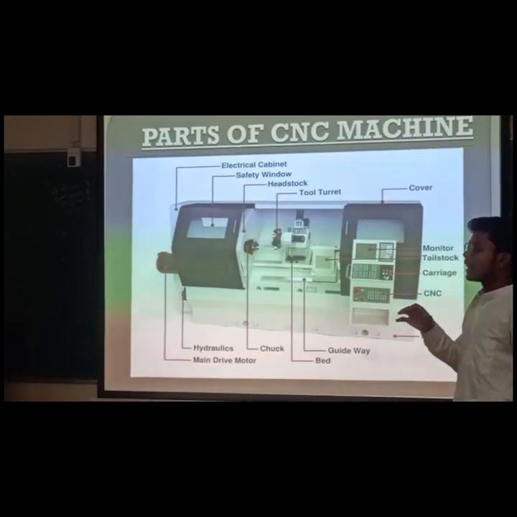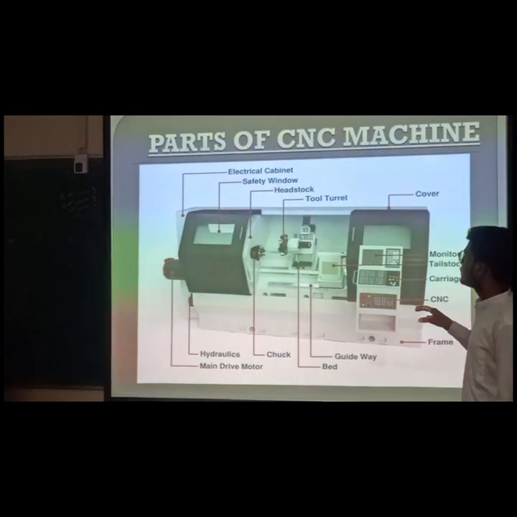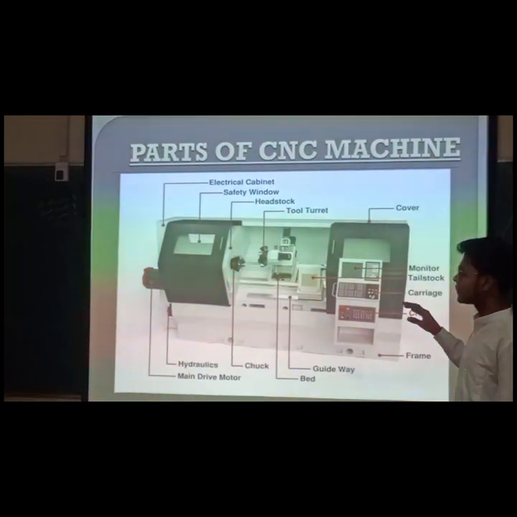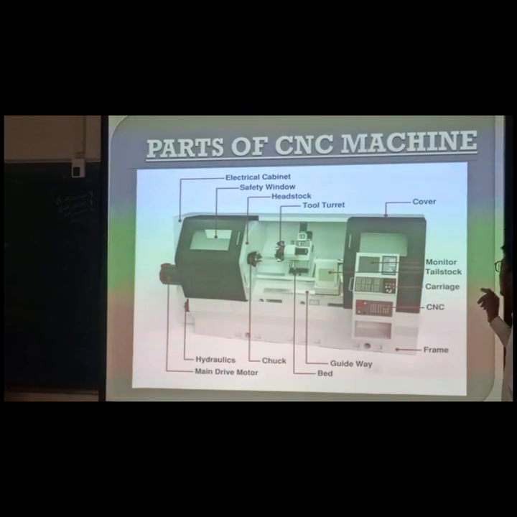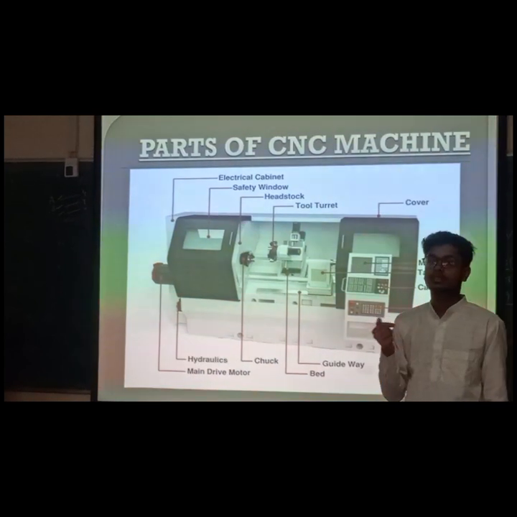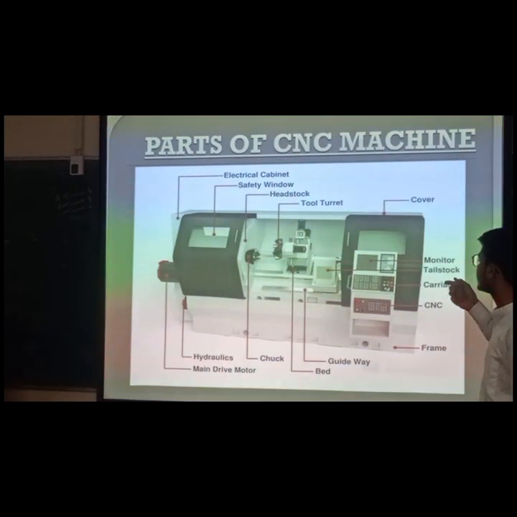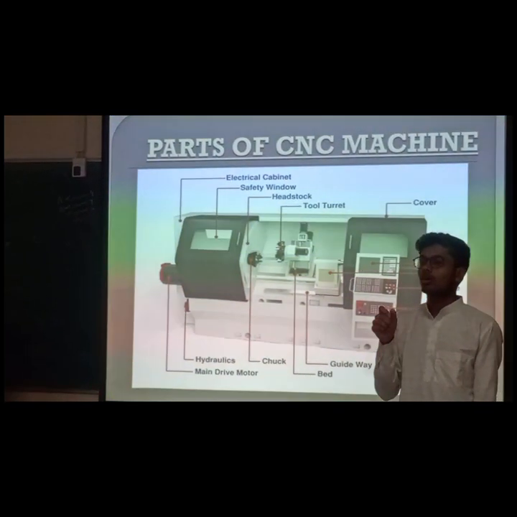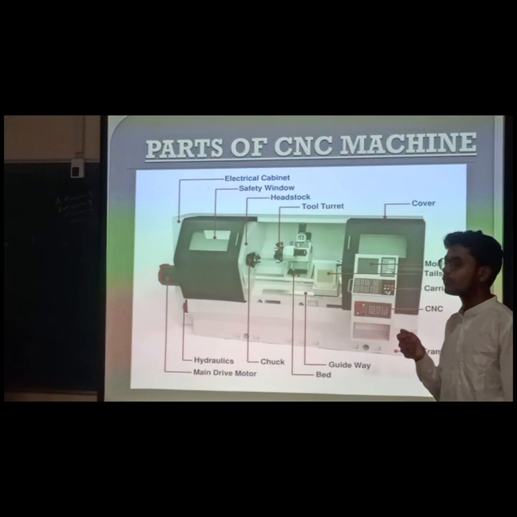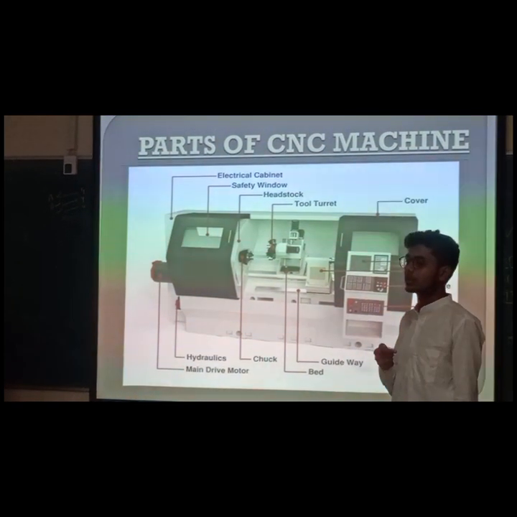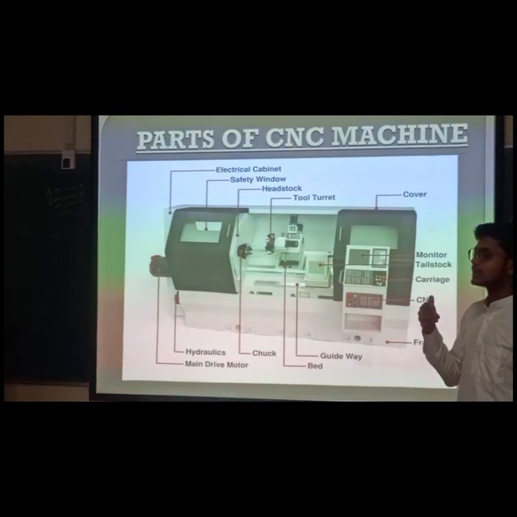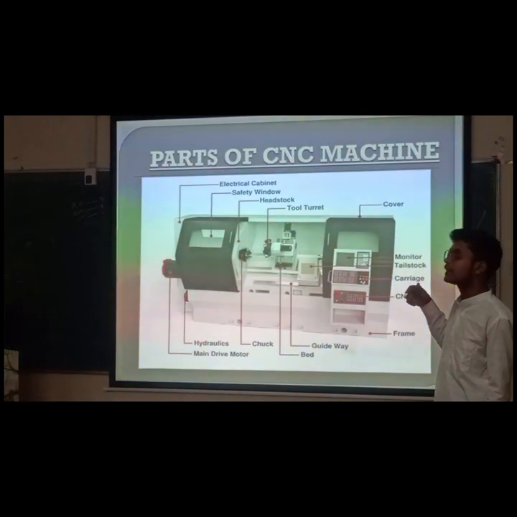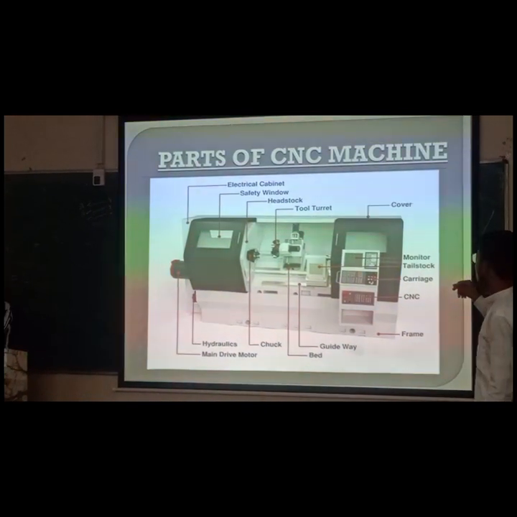Next is the cover. In a CNC lathe machine, the surface is covered with a steel or iron plate. Next is the monitor. The monitor displays how our workpiece is cut and what operation is being done on the workpiece. Next is the tailstock. The tailstock holds the workpiece at its center. We can use it as a drill, and many types of tools are used in the tailstock.